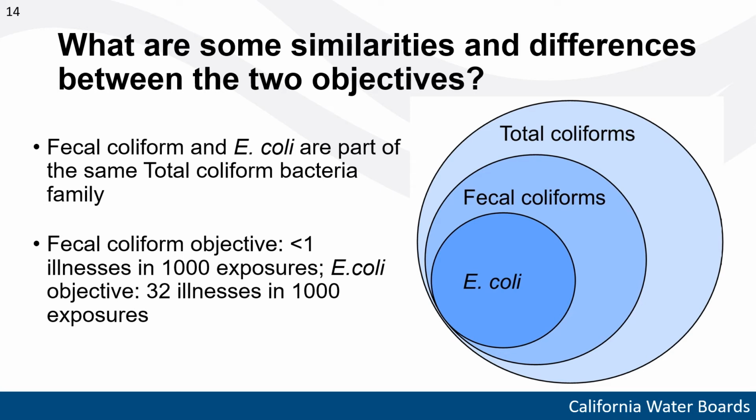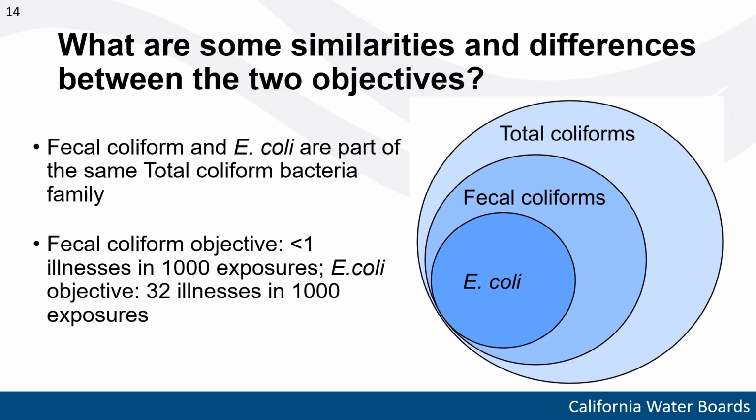Let's take a moment to talk about the two objectives in terms of human health and the risk of getting sick. The fecal coliform objective of the Lahontan Basin Plan allows for less than 1 chance in 1,000 that you might get sick from contact with the surface water where bacteria is measured at the objective threshold. The statewide E. coli objective allows for 32 chances in 1,000 if you contact water at the allowable threshold for this objective. As you can tell, the risk level is quite a bit higher with the E. coli objective than for the fecal coliform objective.